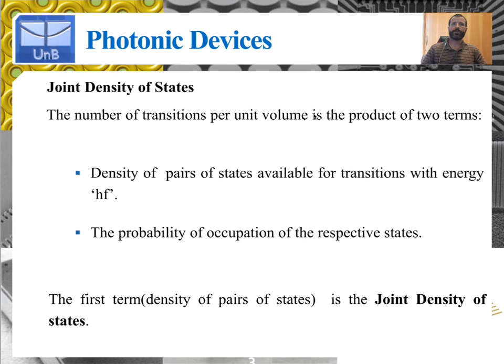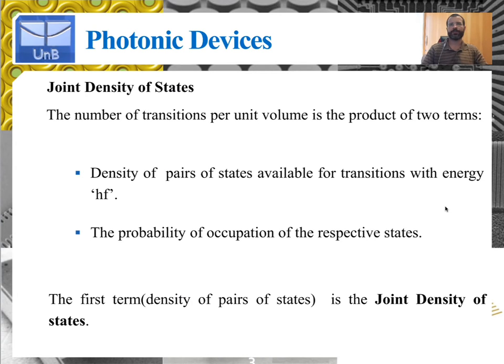The number of transitions per unit volume is actually the product of two terms. The first one is the density of pairs of states available for transitions with energy corresponding to h, the Planck's constant, times f. And the second term is the probability of occupation of the pair of states. In the first term, the density of pairs of states corresponding to an energy hf is the joint density of states.